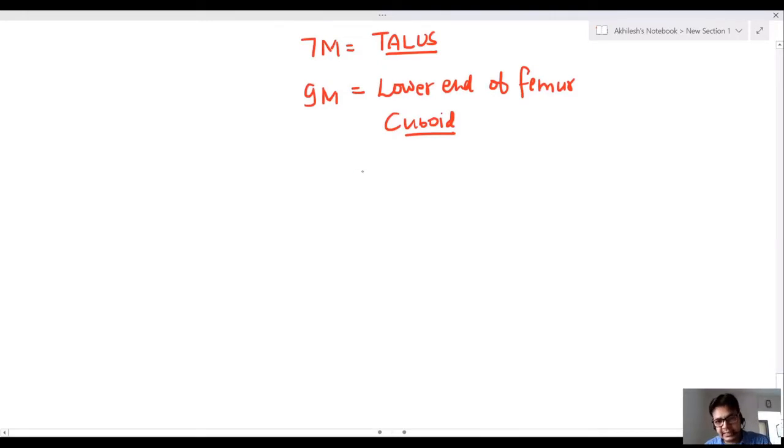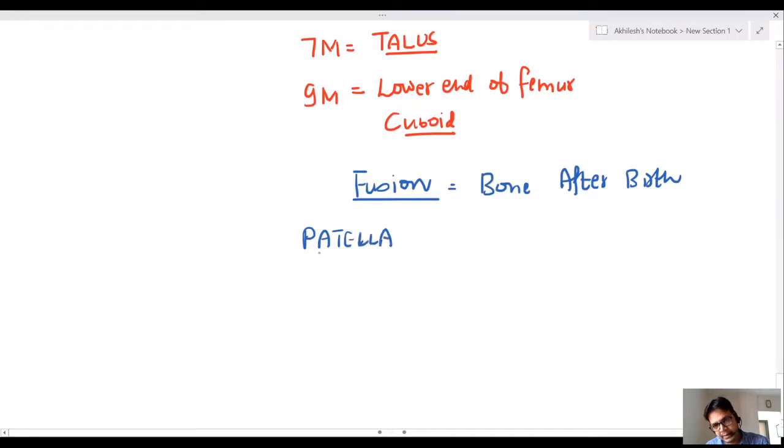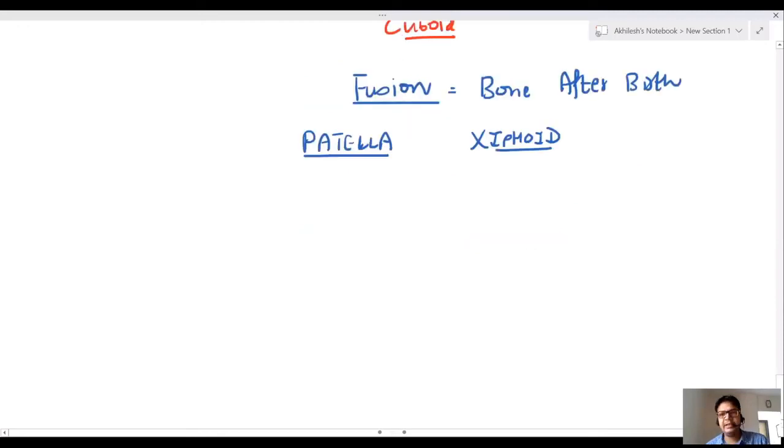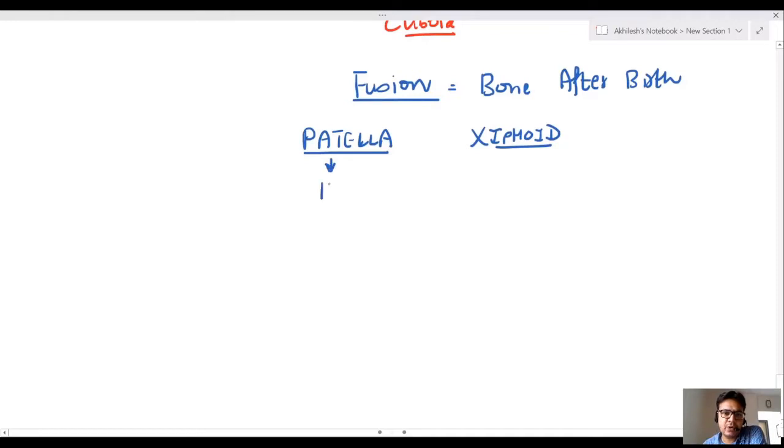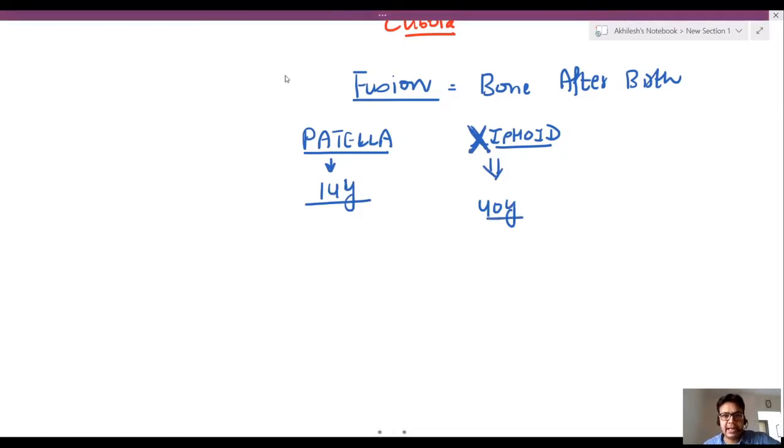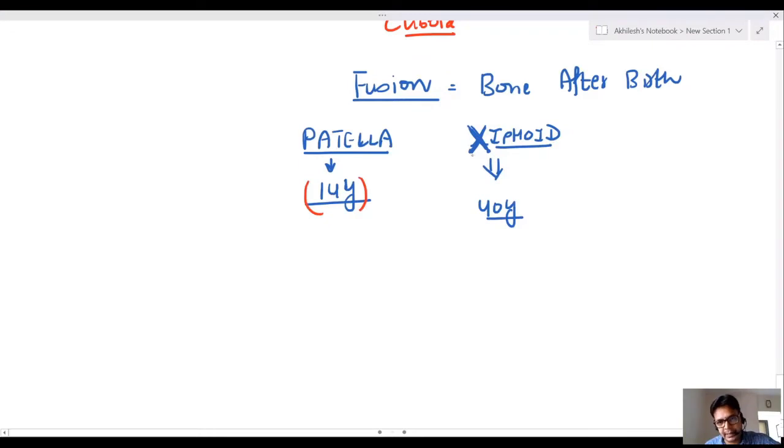Now, this is the age of appearance. Now I am coming to bone fusion after birth. At what age does patella fuse? Patella fuses at 14 years. When does xiphoid fuse? At 40 years. Patella at 14 years, xiphoid at 40 years.